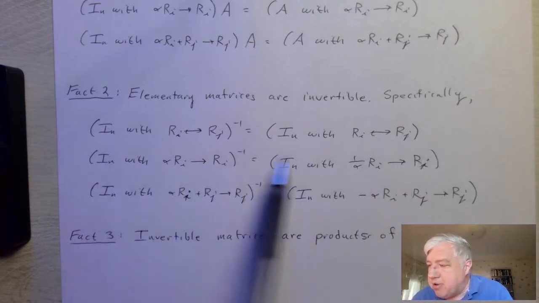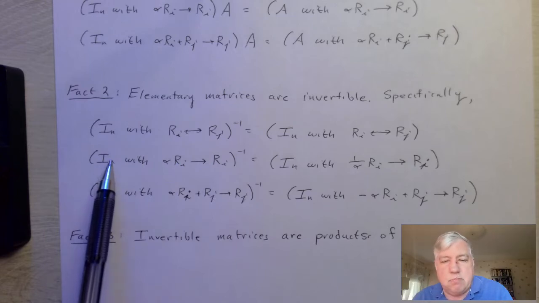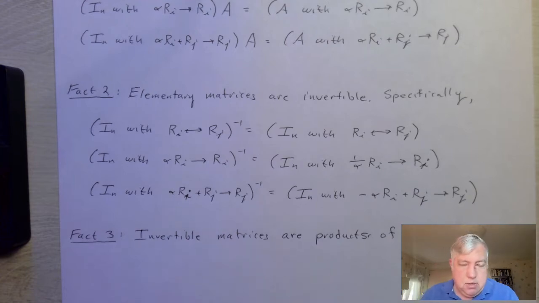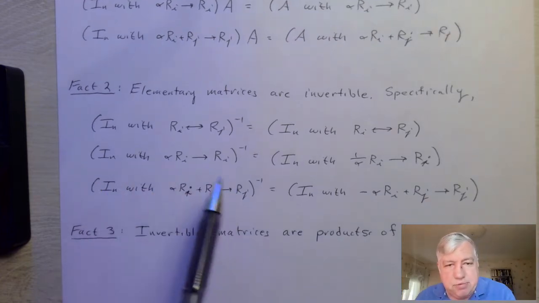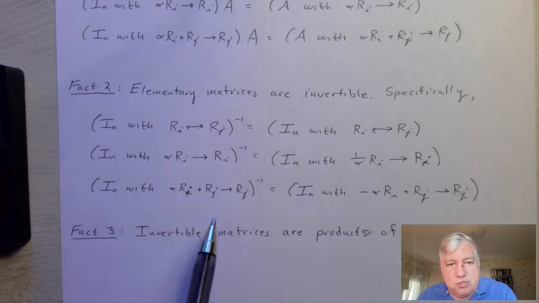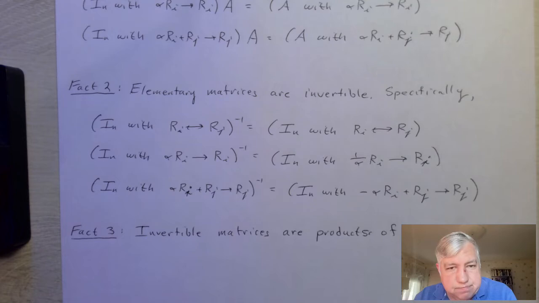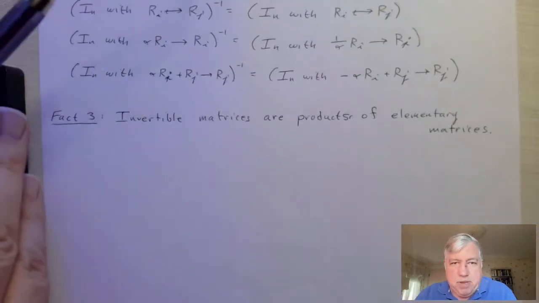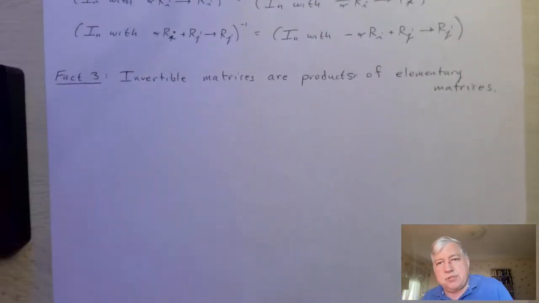The matrices right here are just diagonal matrices where everything except one entry is equal to 1. And then these matrices are ones on the diagonal with one other entry which is not 0, which is alpha. Okay. All right. So if you buy this, the most important fact here is that invertible matrices are in fact products of elementary matrices.